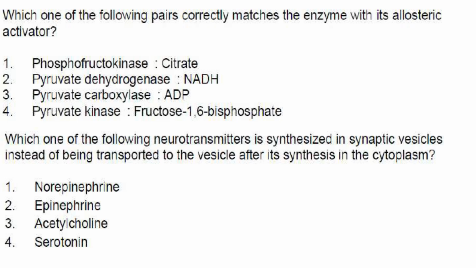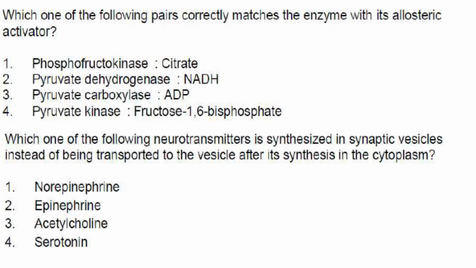Then next one. Which of the following pairs correctly matches the enzyme with its allosteric activator? Phosphofructokinase citrate. Phosphofructokinase, it is involved in glycolysis and its activator is fructose 2,6-biphosphate and AMP. Whereas citrate is an inhibitor, as well as ATP is also an inhibitor of phosphofructokinase. So it is not an allosteric activator, but it is an allosteric inhibitor. So 1 cannot be the answer.